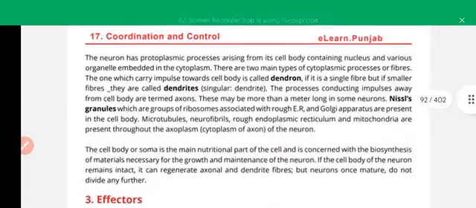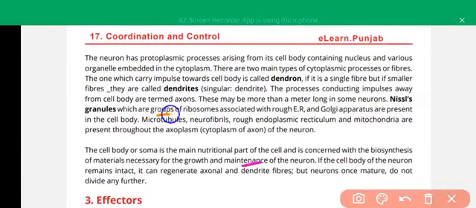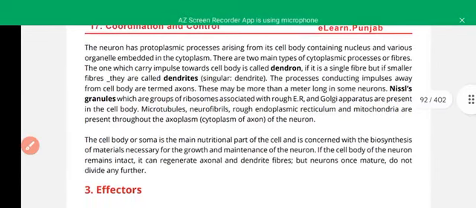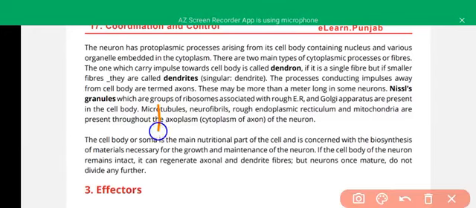Then we will study Nissl granules, which are groups of ribosomes associated with endoplasmic reticulum and Golgi apparatus, and this is also present in the cell body. It is a component of the cell body. Then microtubules, neurofibrils, rough endoplasmic reticulum, and mitochondria are present throughout the axoplasm of the neuron. What is meant by axoplasm? The cytoplasm of the axon is called axoplasm.